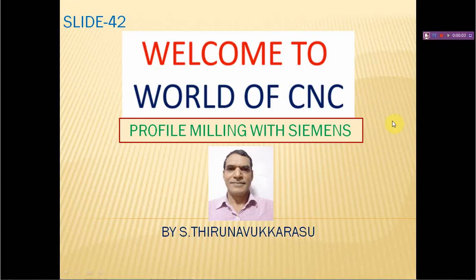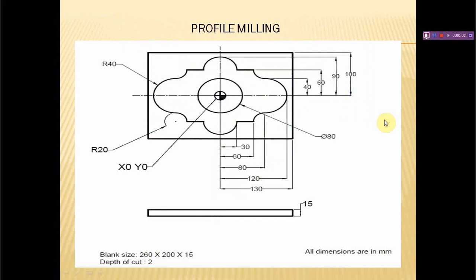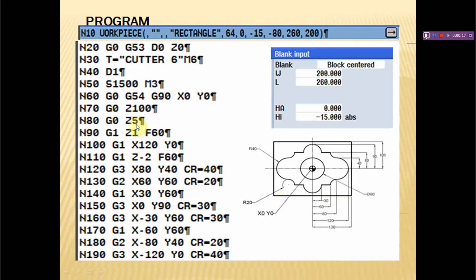This is slide number 42. In this we will see one more profile milling with the Siemens controller. This is the profile. In this we have the reference point at the middle and we have some dimensions. The blank size will be 260 by 200 by 15 mm. Depth of cut will be 2 mm.